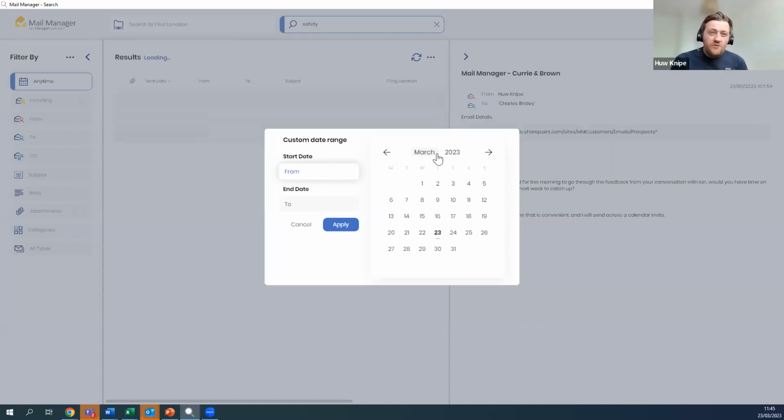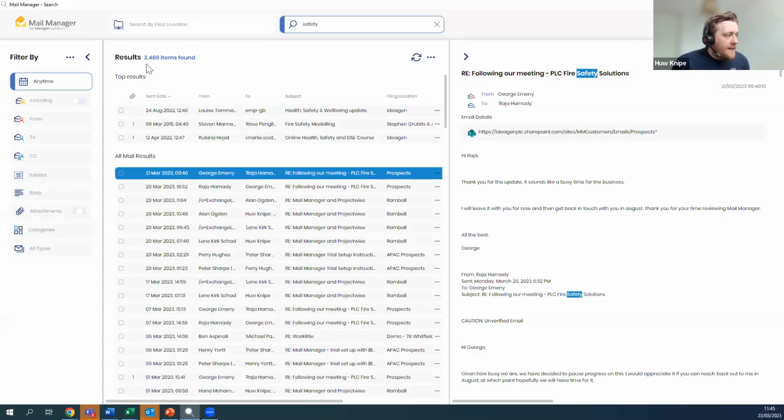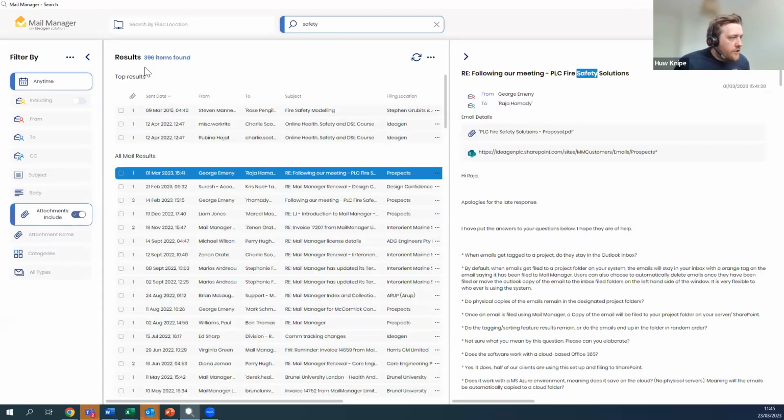So you can bring up the most recent emails, but you can also go historically. If you're looking for emails from the beginning of a project, so I know, again, Eddie spoke about scope changes and project creep, you can go back and see what was originally quoted for. So that's picked out nearly 3,500 emails here. We want to see any that contain an attachment. So that's going to take it down now to just under 400.